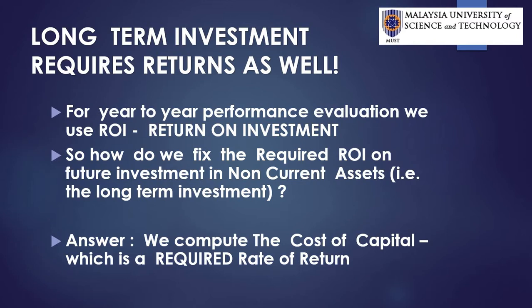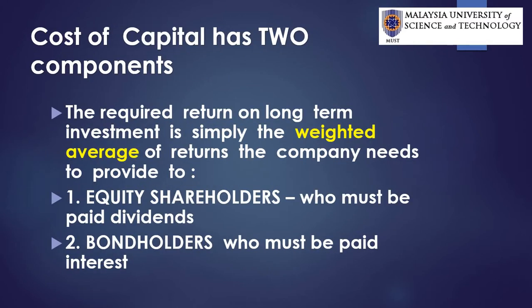From here, it should be clear to you that when you buy shares in a company, you become a shareholder. That means you're the owner of the business. And if you buy bonds, then you're a creditor of the business. You're lending money to the business. The approach that we use here is that we look at the returns that are provided to equity shareholders and the returns that are provided to bondholders, and we work out a simple weighted average of the returns.